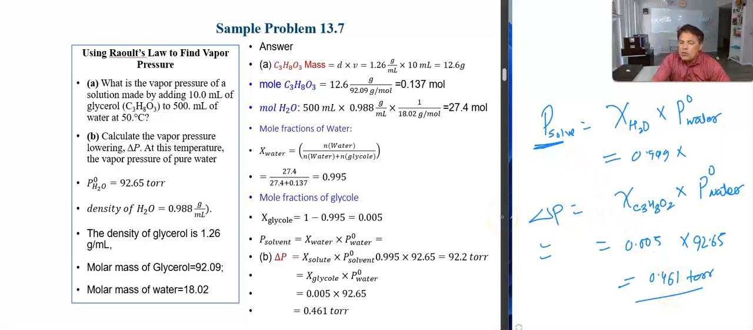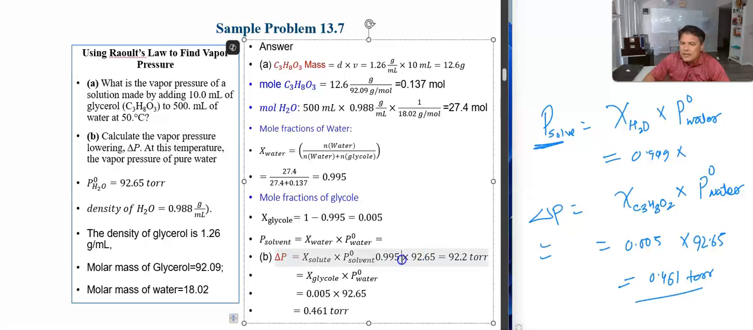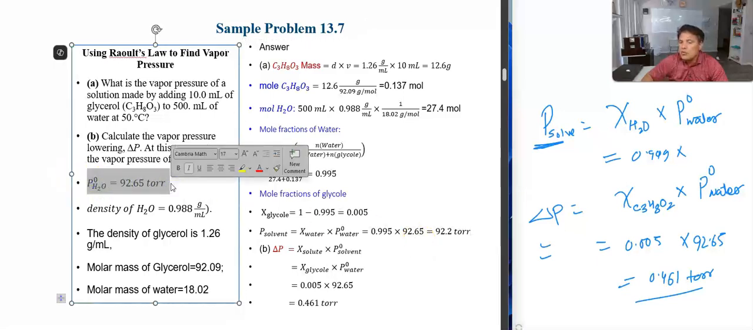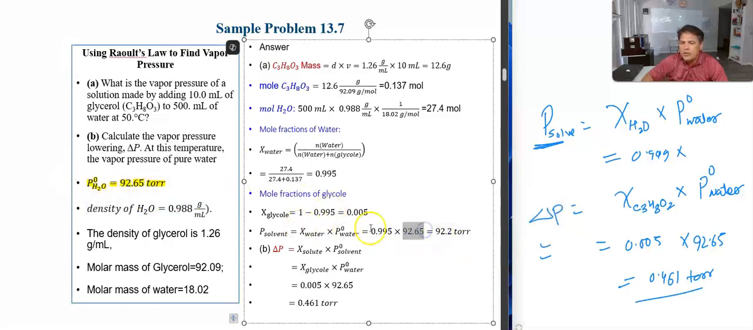Vapor pressure of the solvent is 0.995. Here we have to give that number up. Okay, it's a typo here, guys. Now let me add that here. So 0.995 is your X water times 92.65 torr, because the P solvent naught is given that much in torr. See, this is given here. That's why we plug in that also here, 92.65. So that's the vapor pressure lowering done. So we have calculated both.